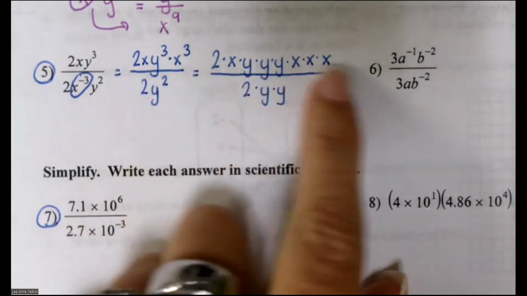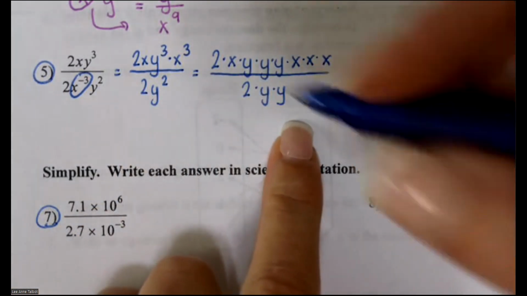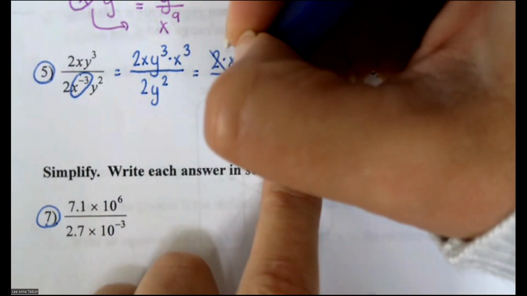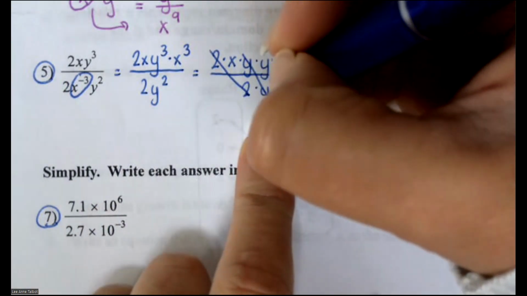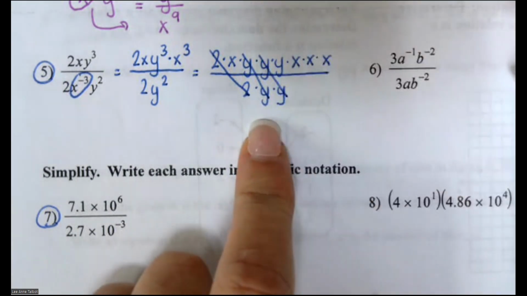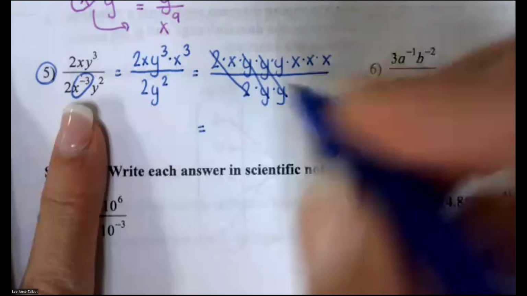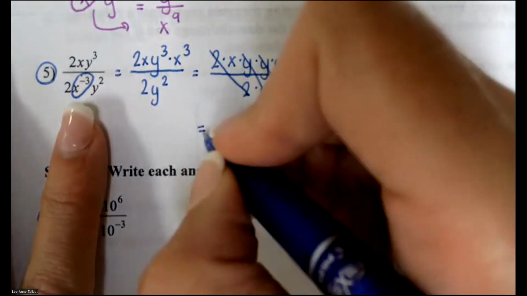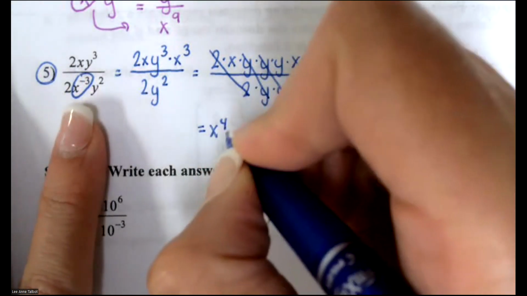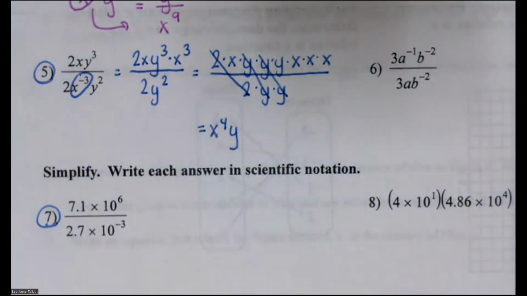Okay, so I wrote out the top and I wrote out the bottom. Now I'm going to see giant ones. I see a giant one made of 2's, a giant one made of y's, another giant one made of y's. And now I have 4 x's left, so x to the 4th and 1 y left. And nothing is left on the bottom. I crossed it all out.